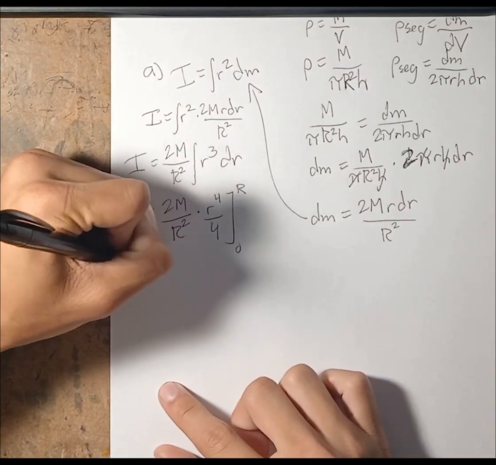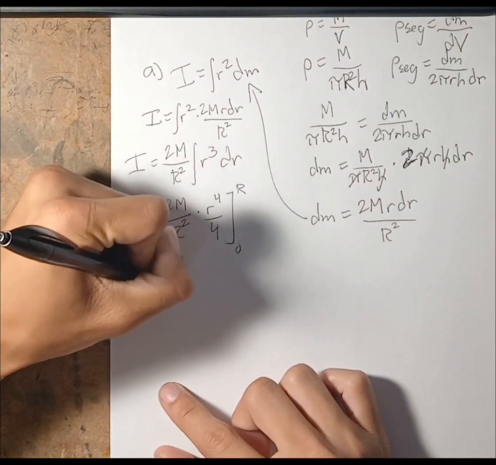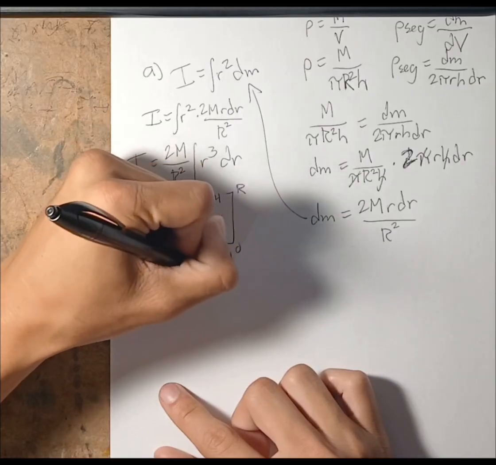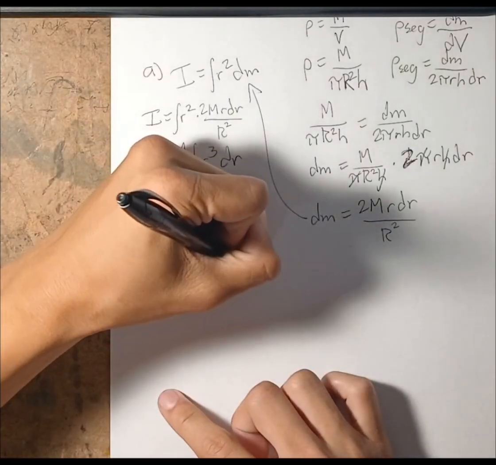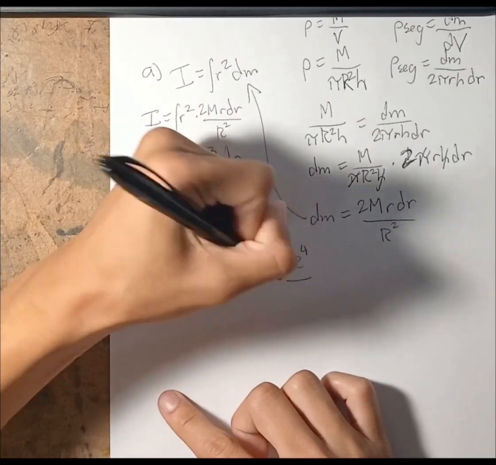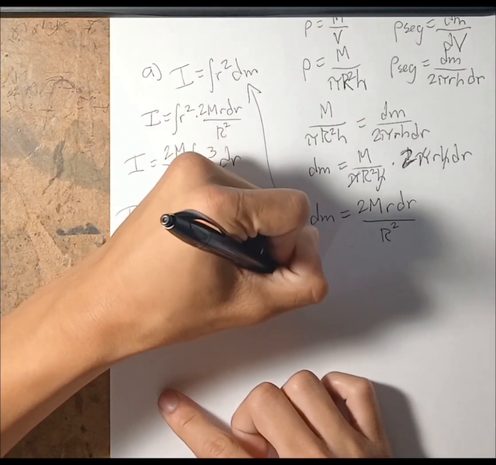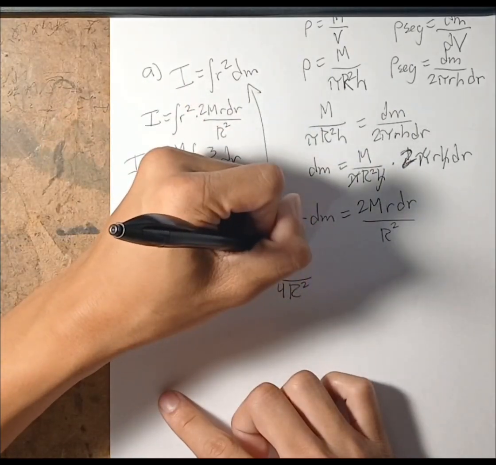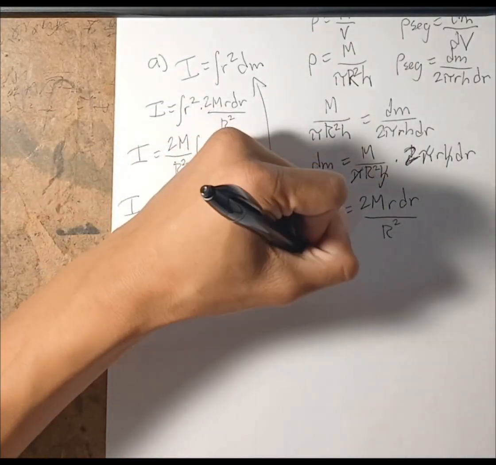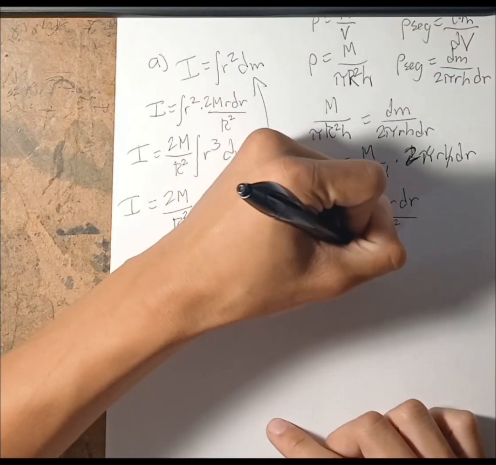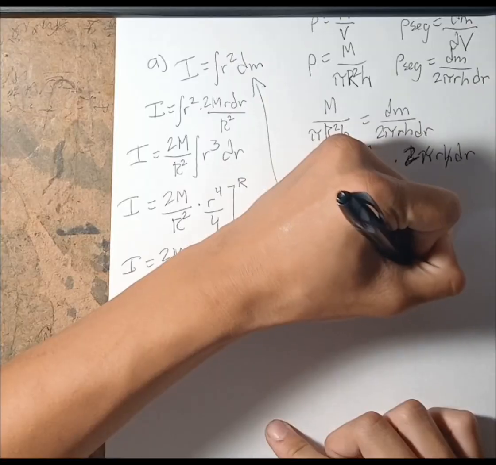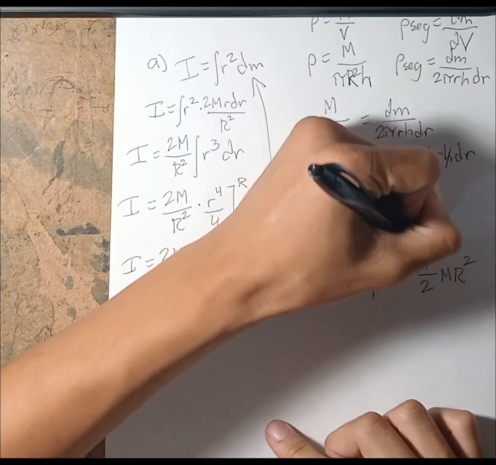And so when we work that out, we get that, right? And so that equals 2m R to the fourth over 4R squared. There are four R's up here, two R's down here, so all of these cancel and that 4 cancels, and so we get 2m R squared over 4, and that equals 1/2 mR squared.